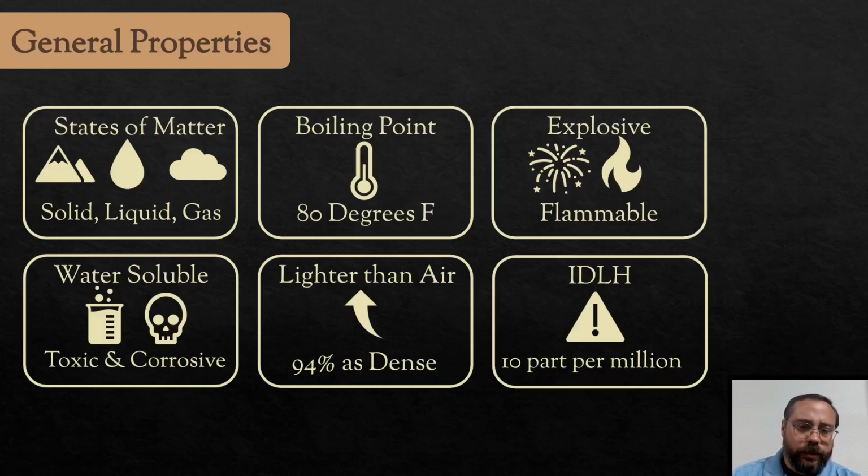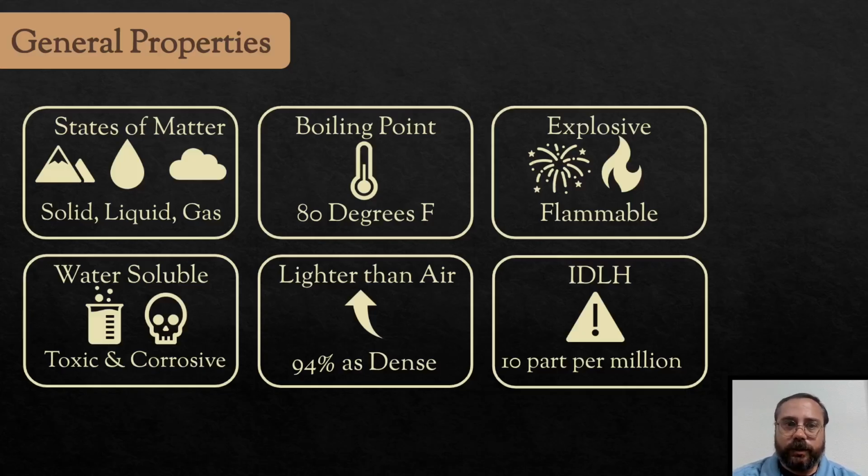And the human brain has a difficult time discerning very small and very large numbers. And so one of the things I like to use to kind of describe that is, imagine you have a stadium with 1 million people. If 10 of those people in that sea of 1 million are cyanide, that is your IDLH.